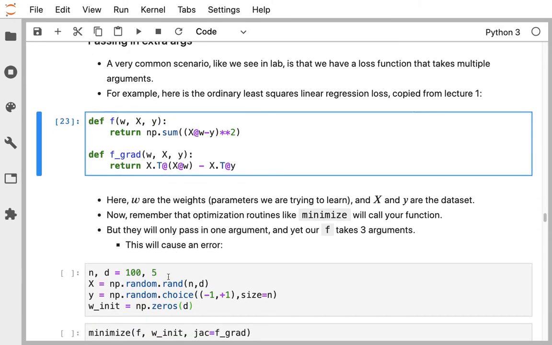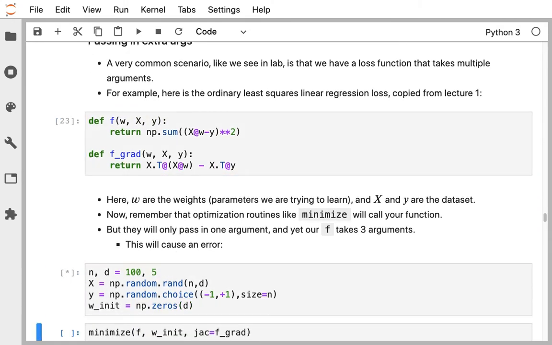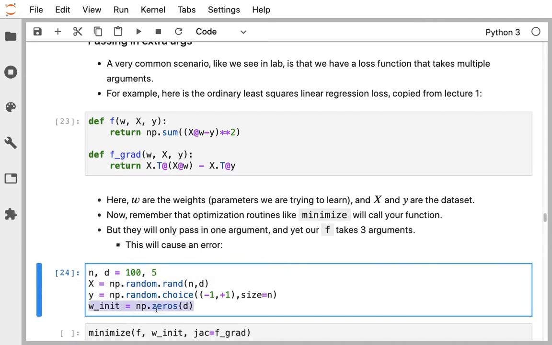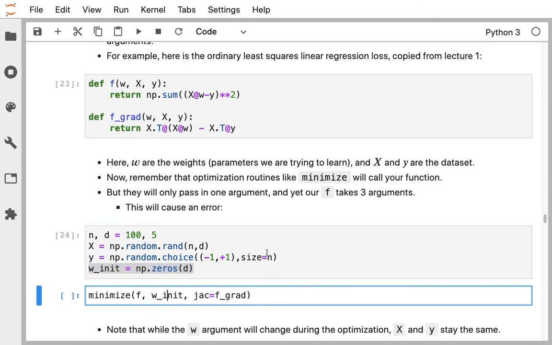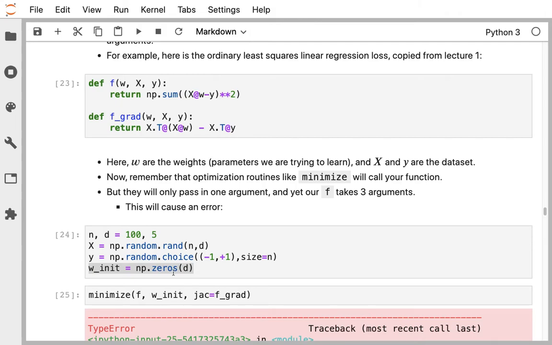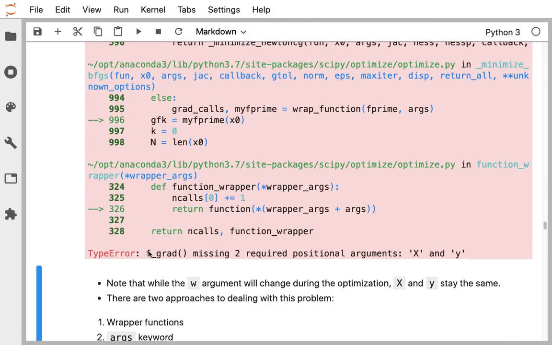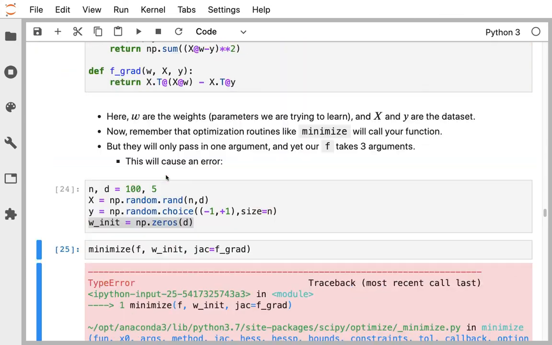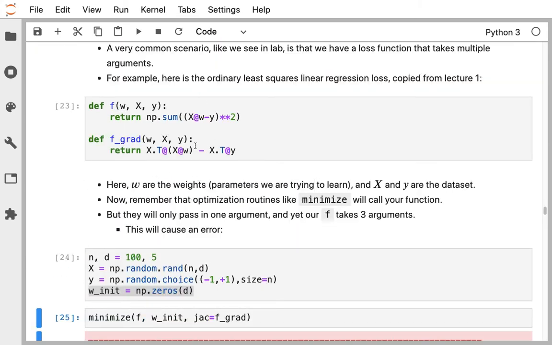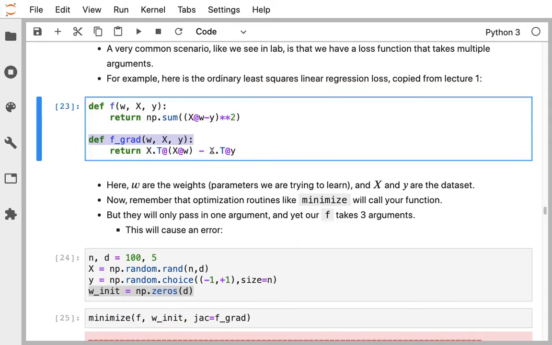So here's what's going to happen if I make up some fake data set, make up some initial w full of zeros, I'll just naively call minimize, and it's going to throw an error and say, hey, I tried to call fgrad, but it was missing 2 positional arguments x and y, because if I scroll up to fgrad, you'll see it takes 3 arguments w, x, and y, but when minimize called it, it only passed in w, because that's what minimize is expecting.